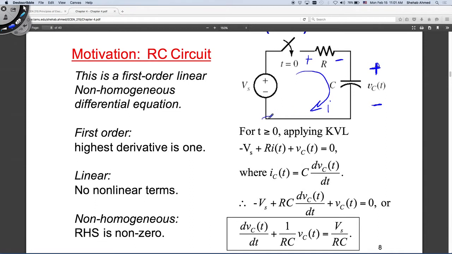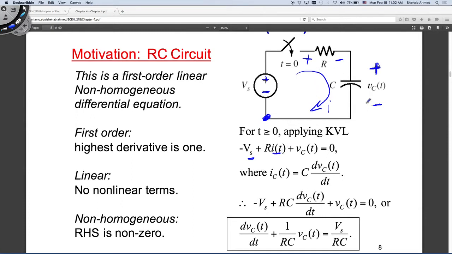I'm starting with this node, and I have to go back to this node. First, I see the Vs. I see first the negative terminal and the positive terminal, so it's a minus Vs. Then I see the resistor. So the voltage across the resistor is equal to R times I, where I is the current flowing through it. And I first see the positive sign, then the negative sign, right? So it's a plus R times I.